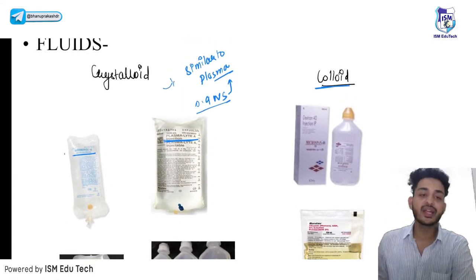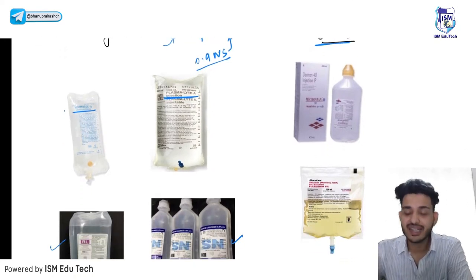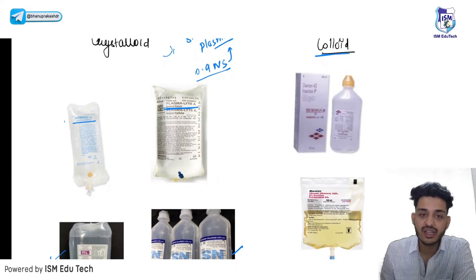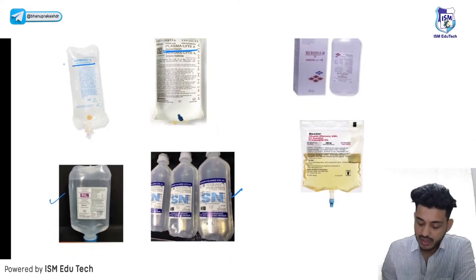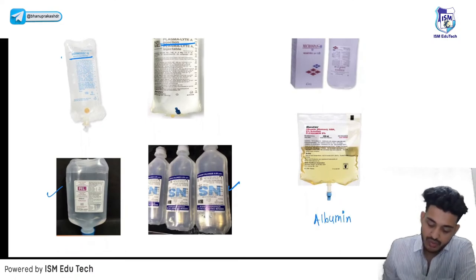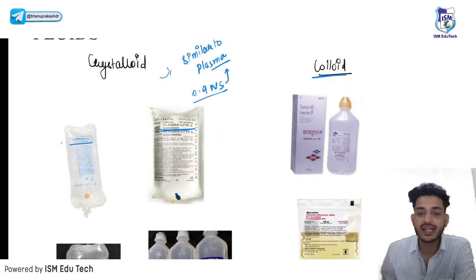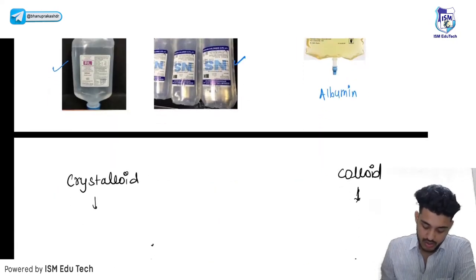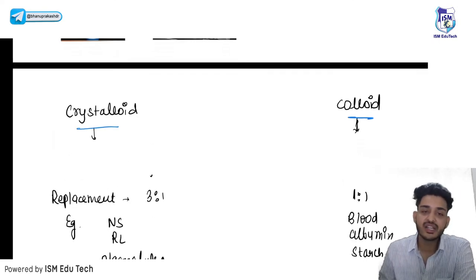Next thing is your colloid. In colloid, there are multiple. This is a highly concentrated solution, and this will be just like the blood. So we are having albumin, we are having dextran, we are having blood. So these are your crystalloids, these are your colloids. The replacement ratio, that is asked.